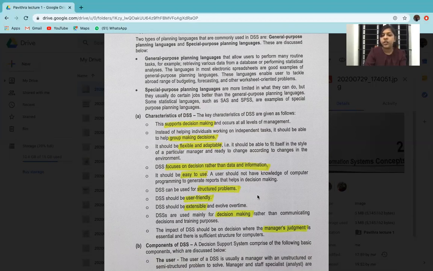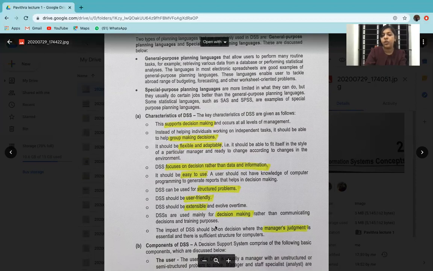These are the major constraints in MIS. They were not flexible and were also changing over time, but our DSS should be extensible and evolve over time. It should mainly be for decision making. The impact of DSS should be on the decision. Rather, management judgment is essential. It should be mainly on the decision.